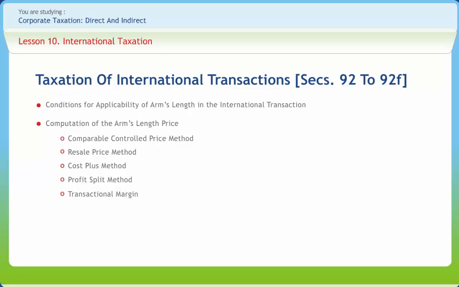Profit split method is applicable mainly in international transactions involving transfer of unique intangibles or in multiple international transactions which are so interrelated that they cannot be evaluated separately for the purpose of determining the arm's length price of any one transaction. As per this method, the combined net profit of the associated enterprises arising from the international transaction in which they are engaged is determined.